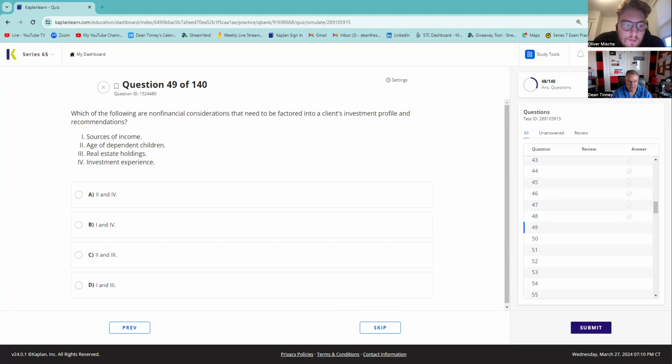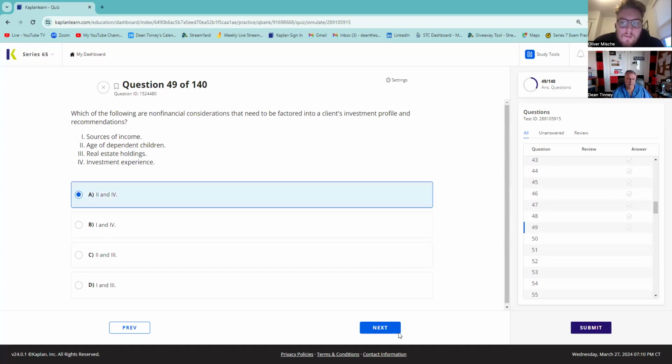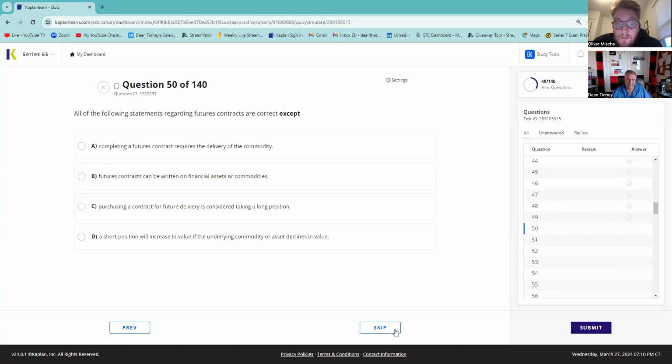Non-financial considerations that need to be factored into the client's investment portfolio recommendations. I like it. They're saying it doesn't go on the balance sheet or the income statement, but it's still certainly important in terms of suitability. Right on. That's very much on the test, right? And the way you get it right is it's something that doesn't go on the balance sheet of the customer or the income statement.